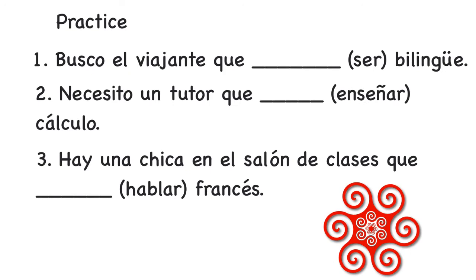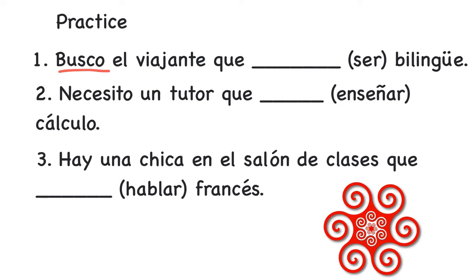Okay, let's look at the first sentence. Busco el viajante que ser bilingüe. Now, the first thing we should do is to look for a word or a verb or a phrase that indicates that the sentence may be in the subjunctive. Do we have that word in this sentence? Yes, we do. We have the verb busco. Okay, busco el viajante que ser bilingüe.